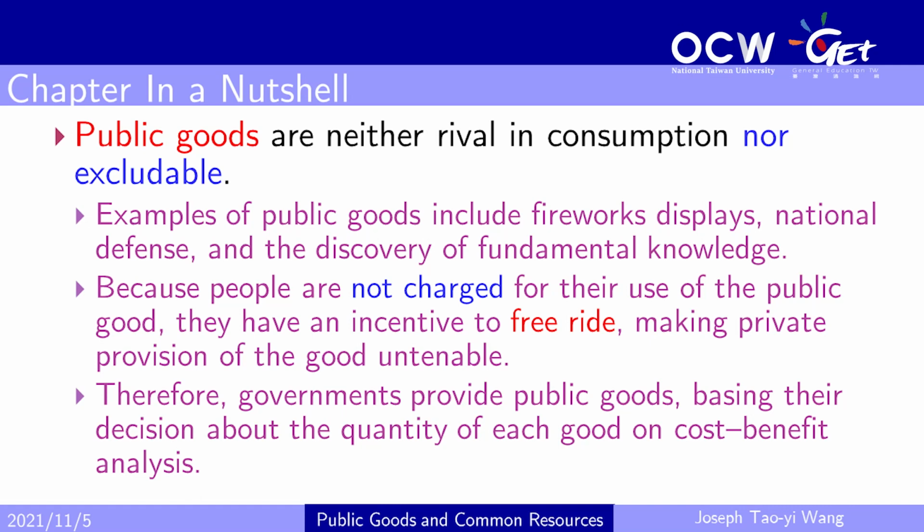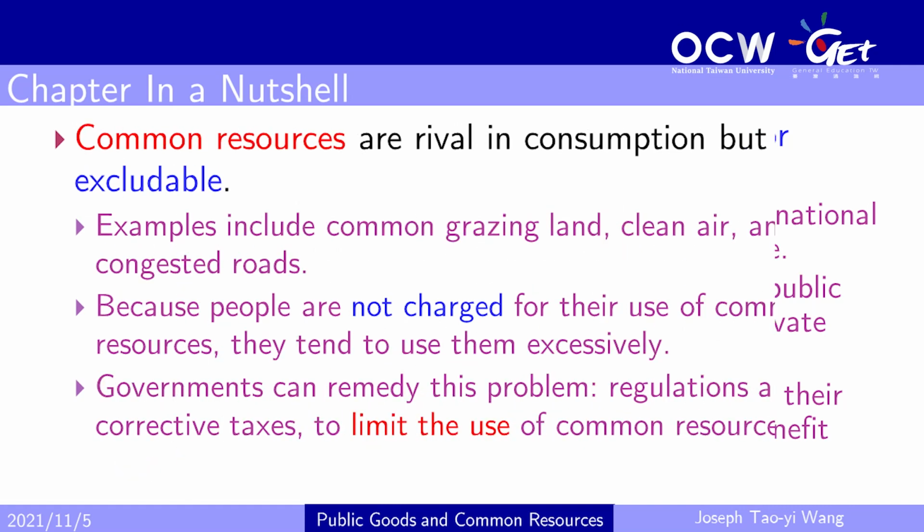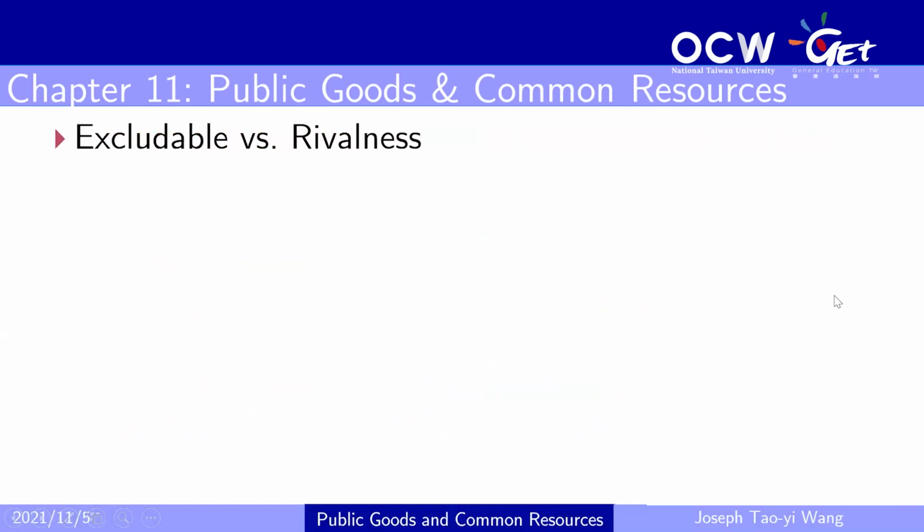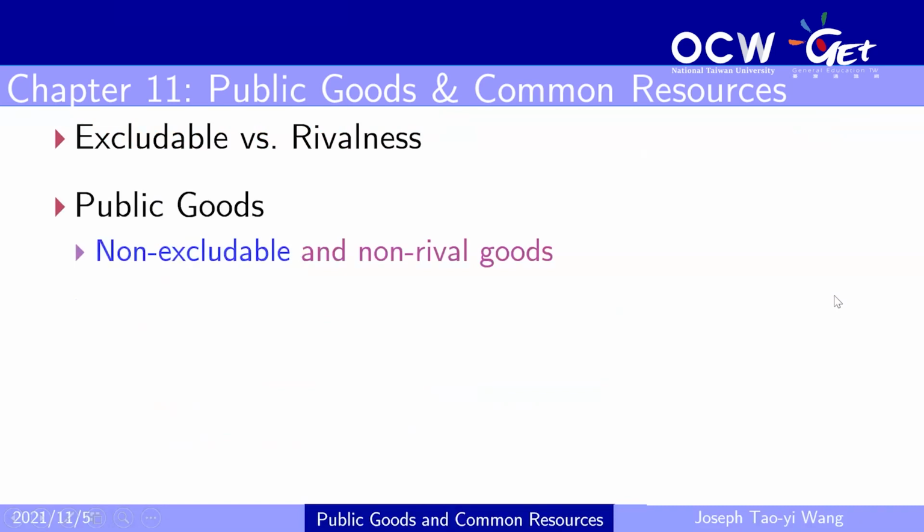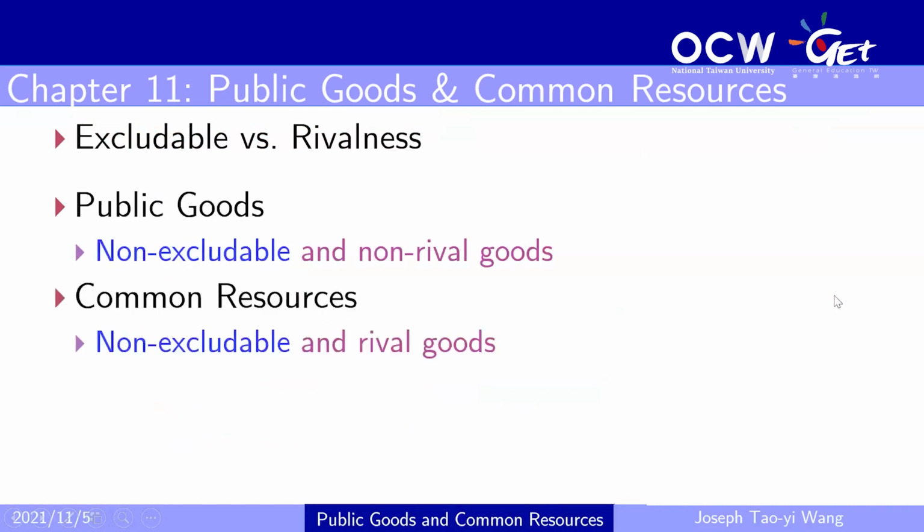So you have this problem, and then the government can try to solve it by, say, providing this public good and taxing everybody. Similarly, common resources are even worse because they're rival in consumption, in addition to the excludability problem. And of course, the government can try to limit the usage and solve this problem. So here's my 1-page summary. Excludable versus rivalness: you have public goods, which are not excludable and non-rival, and you have common resources, which are not excludable and rival. So both of these are problematic.